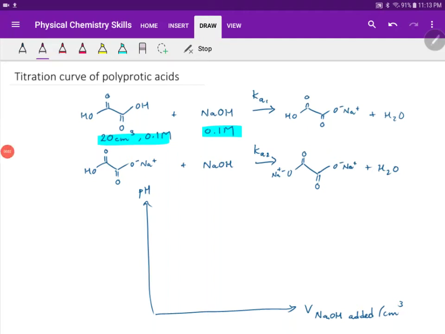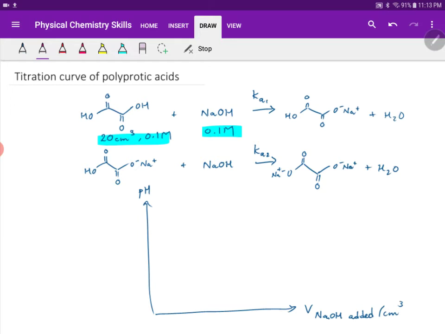Hi everyone, in this video we are going to talk about the titration curve of polyprotic acids. It's important for you to understand the various parts of this graph before you watch this video. So if you haven't done so, please refer to the previous video on the titration curve of acid-base equilibrium.